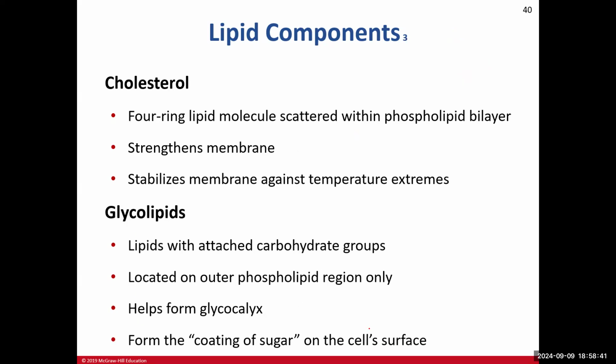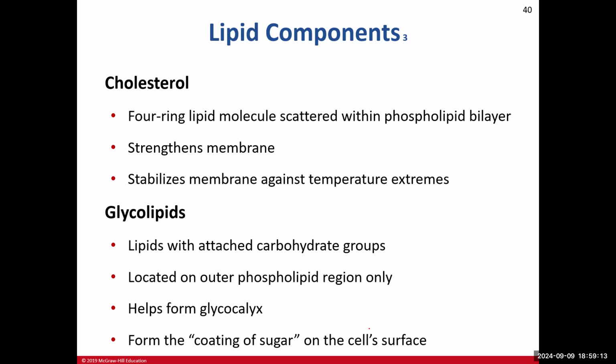All right, the next type of lipid that you'll see in the plasma membrane is cholesterol. This is the lipid that I was telling you about that is actually good to have. Because cholesterol in your plasma membrane makes it stronger, because it can withstand temperature changes if it gets really hot or really cold. The more cholesterol you have in there, it helps to stabilize that plasma membrane when you have temperature changes.